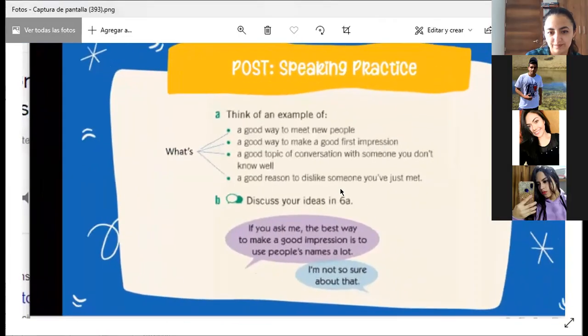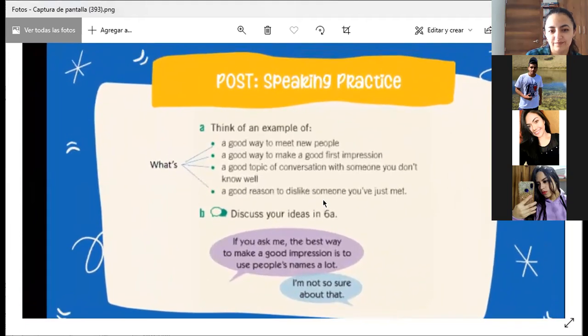Ahí sí ven. Sí. Ya. Empiezo yo ya. Ya, sí. Y le pregunto a Anita. Ya. A good way to meet new people.